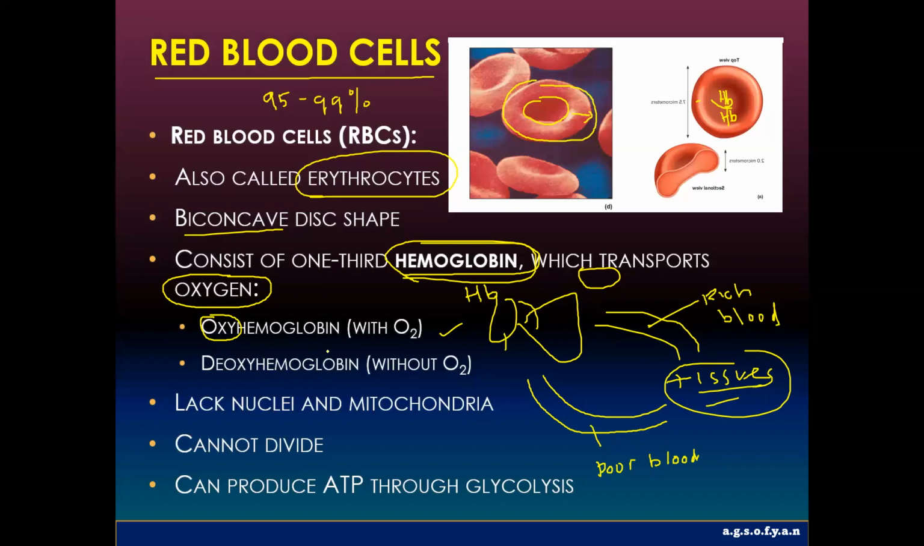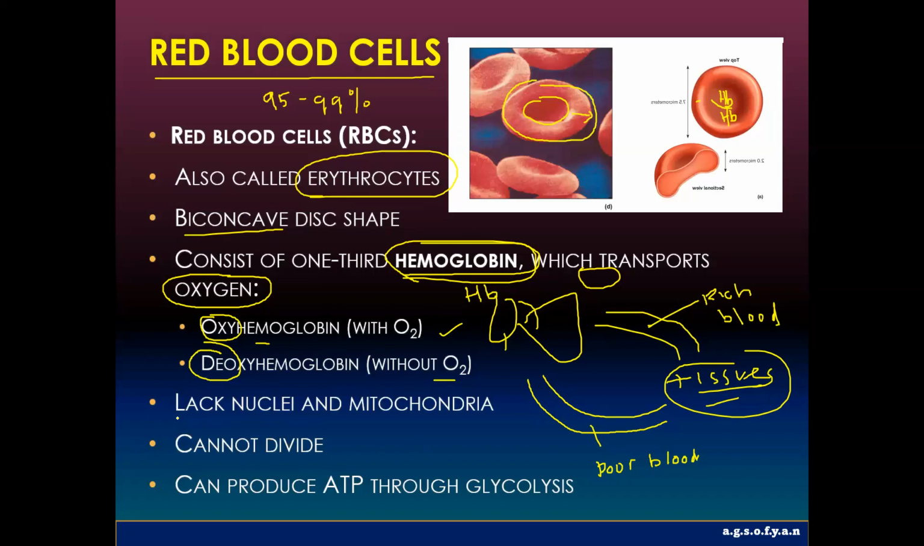Okay, so there are two types of red blood cell. The one that carries oxygen is called the oxyhemoglobin, and the one that does not carry oxygen, which is coming from the tissue, is called the deoxyhemoglobin. So no oxygen, poor blood.